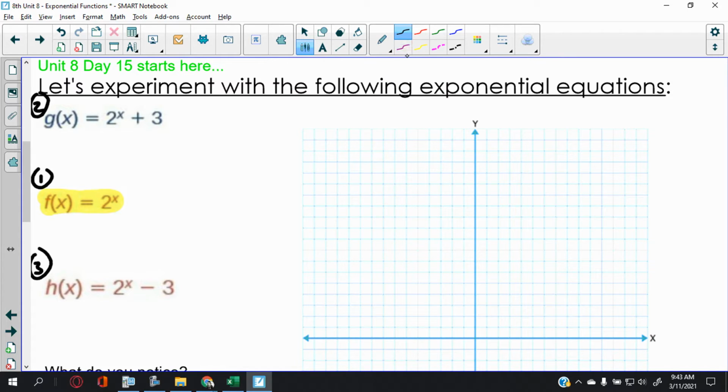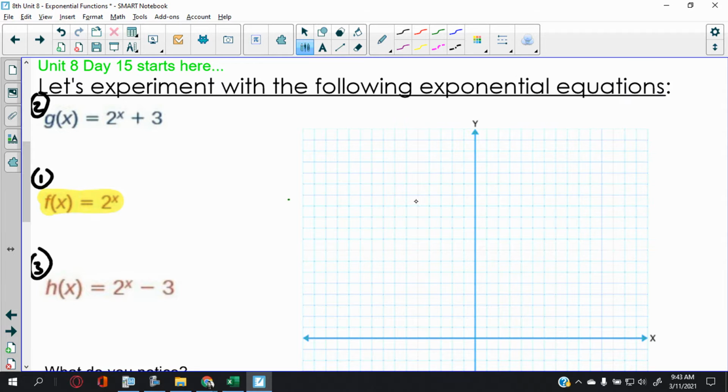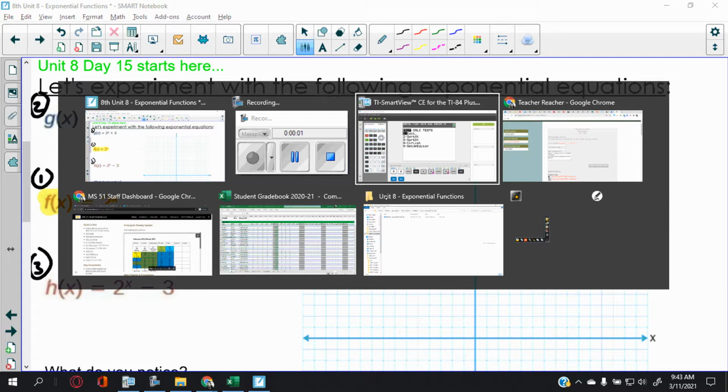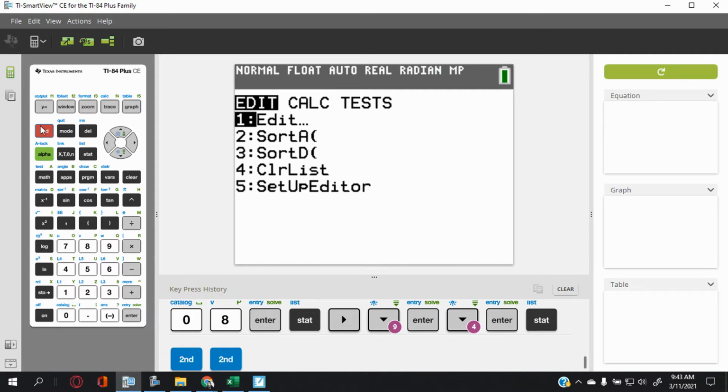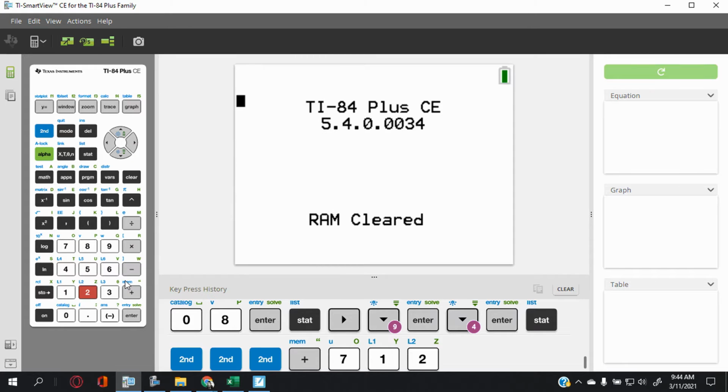What color have I not used yet? I'll use green. All right, so let's graph it out. By the way, I don't even think I need this graph paper. Today's lesson might be kind of short. It's okay. Look here, I'm gonna clear the memory first, just to clear everything. 7, 1, 2.